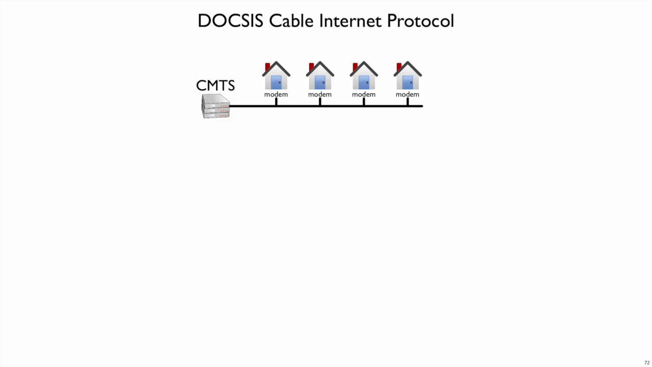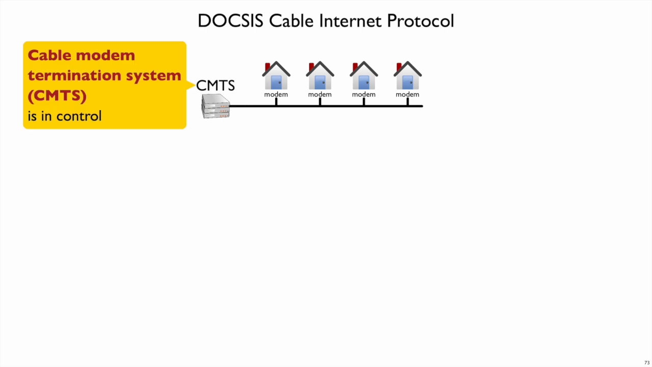Let's take a look at how the strategies for managing a medium play out in the case of cable internet. And it's going to turn out that many of the strategies are used all at once. In the case of cable internet, several houses each has a modem connected to the same physical wire that's also connected to a CMTS.